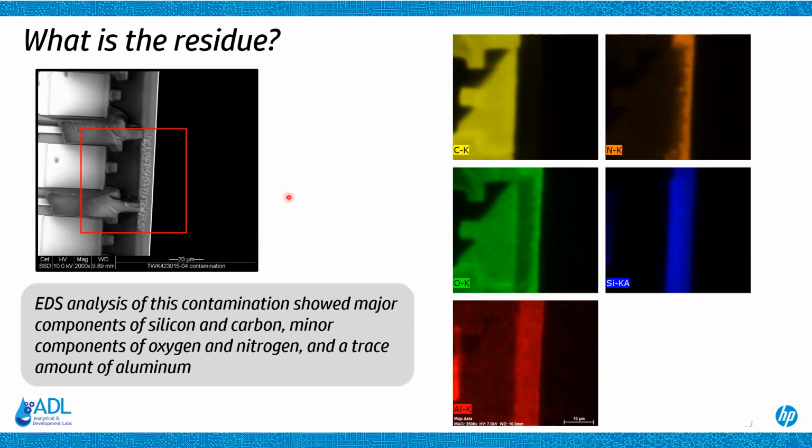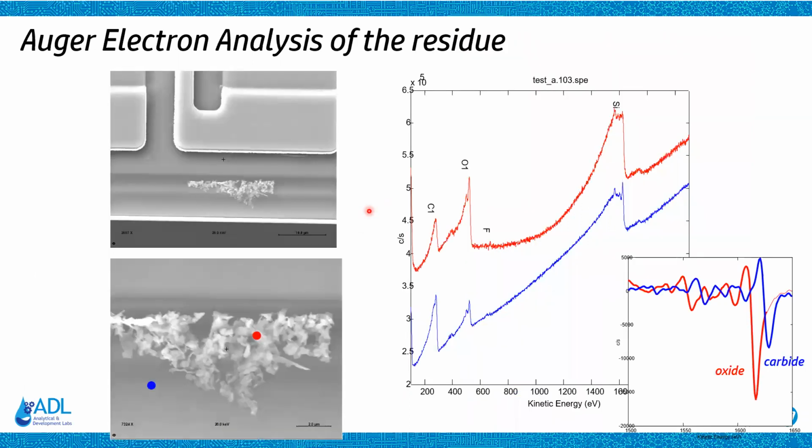And it's easy enough, of course, to turn your EDS system on and take a look at what that is. So you map out these different elements that you've detected with the EDS, and you find that the majority of what you're looking at is carbon and silicon and minor components of oxygen and nitrogen, and they also say there's a trace of aluminum. But we take this sample down to the OJ because your analytical volume is quite different.